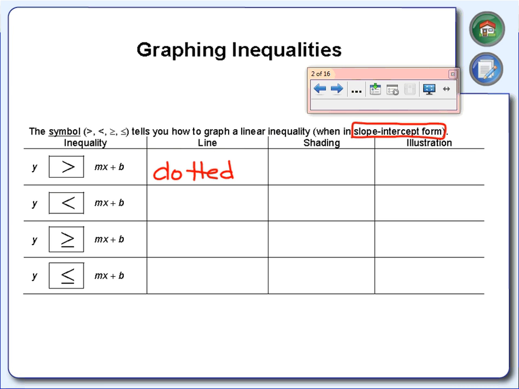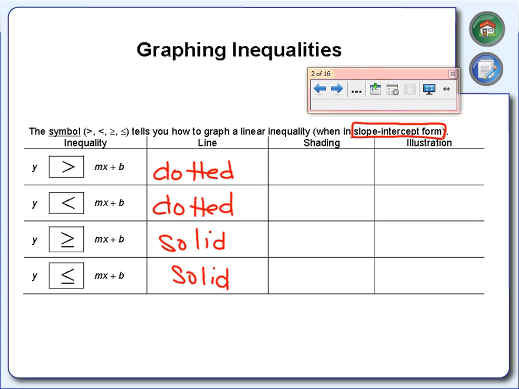You look at the second example, this one is a less than symbol. Again, no equal sign, which means that we would also use a dotted line for this one as well. And the last two, notice how the last two do have the equal sign on it, and because of that equal sign, we should be using a solid line. So this is just a little review of those inequalities that we've already done. Matter of fact, we did this back in Algebra 1.